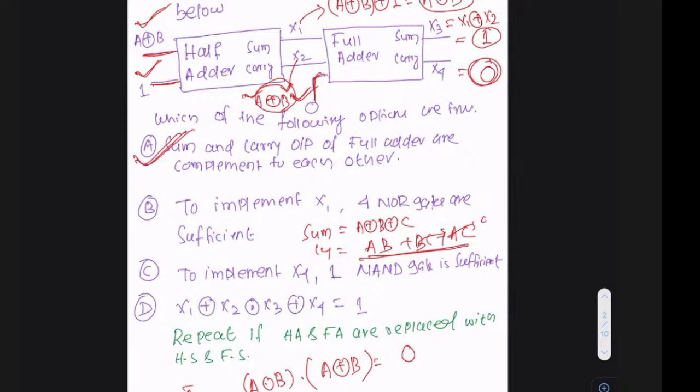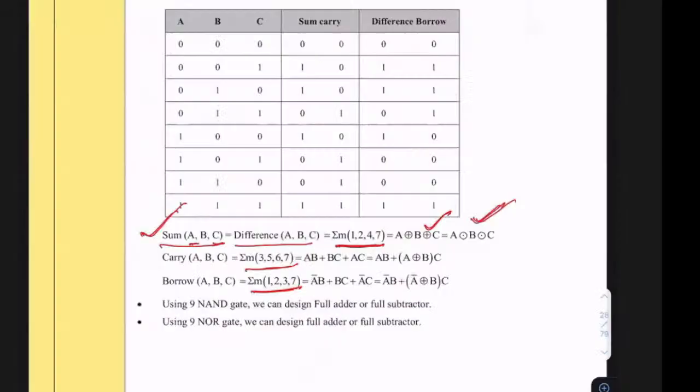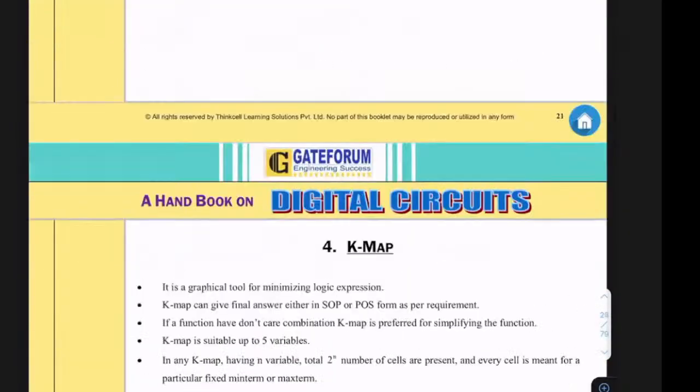Option B, to implement X1, 4 NOR gates are sufficient. So what is this X1? X1 is A XNOR B. And how many NOR gates are needed to implement a 2 input XOR gate? What is the answer? If you remember, this is some standard information. So let me just give you here.